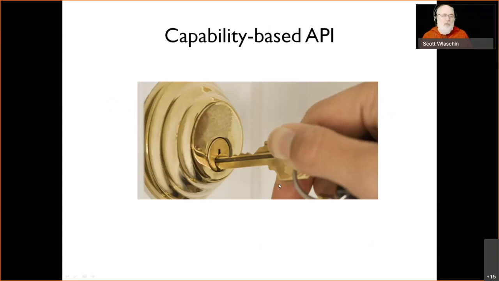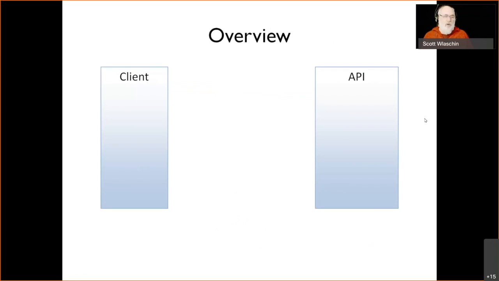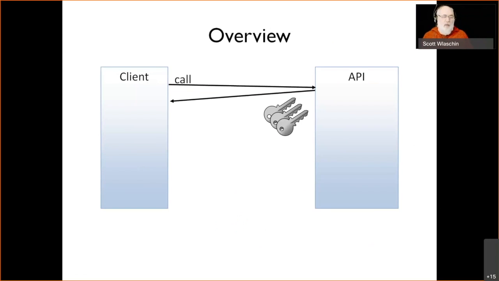So this is a capability-based API, and a capability is kind of like a key. Like if I have a key, I can open this lock. So what happens is I make a call to the API, and it gives me back a bunch of capabilities. And each capability is the capability to do something like move the turtle or turn the turtle, whatever. And if it doesn't give me the capability, I can't do it. So, each time there's a different set of capabilities.